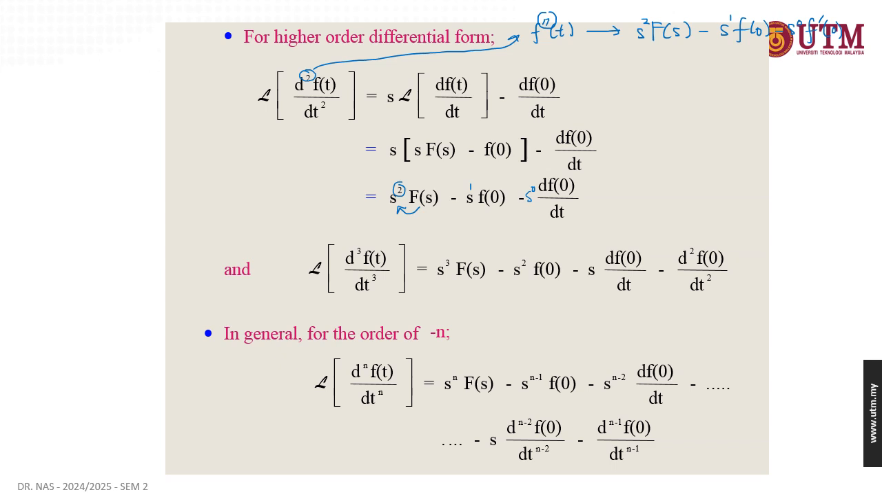Okay, let's look at when you have a triple prime. When you have the power of 3, it is f triple prime(t), and in the s domain it will be s to the power of 3 F(s) minus s to the power of 2 f(0) minus s to the power of 1 f prime(0) minus s to the power of 0 f double prime(0). The same goes for the n-th power: the s power will be reduced until it is s to the power of 0.